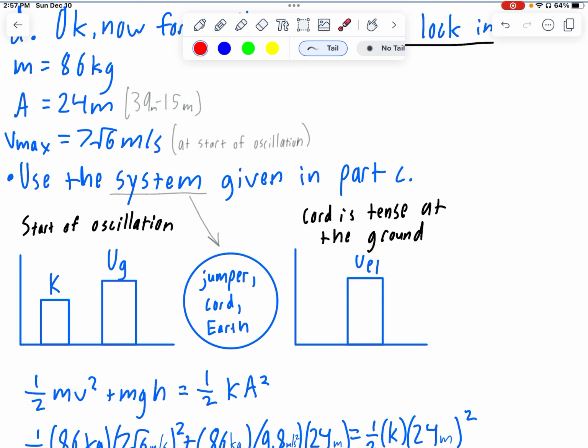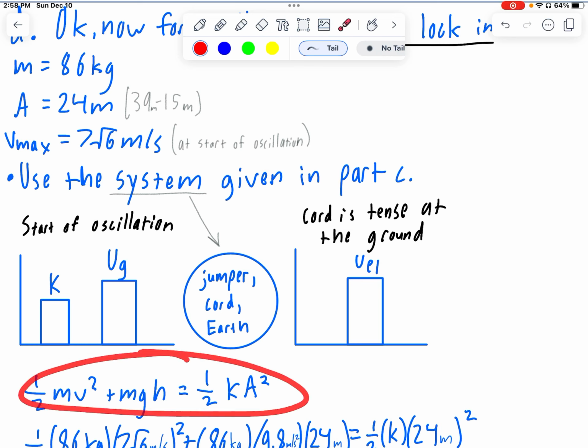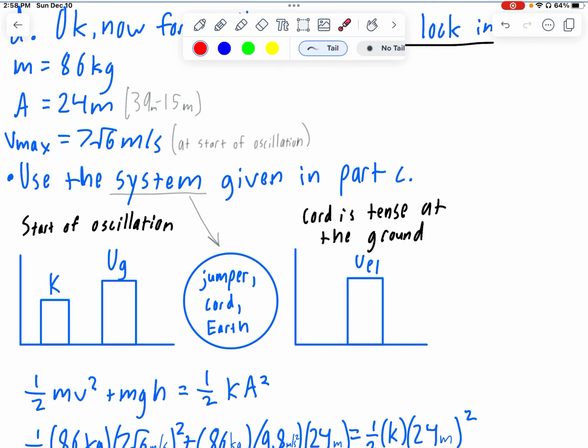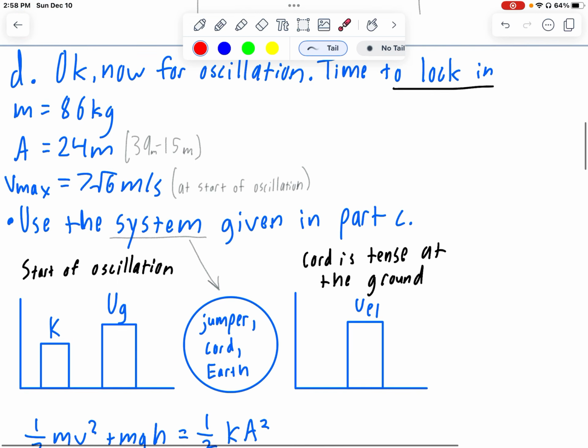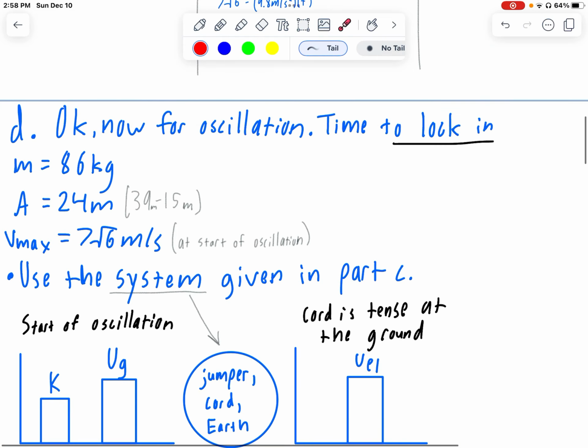And then we move on to this other point in time I chose, which was when the cord is tense at the ground. Everything's an elastic energy. We're at the ground, so there's no gravitational energy. We're not above it or anything. And then there's no kinetic energy because at the maximum position away from equilibrium, the velocity is 0. So then we create an equation out of that, K equals 1/2 mv squared, gravitational energy, mgh, all that. And then we plug in our givens, which I'll now explain.